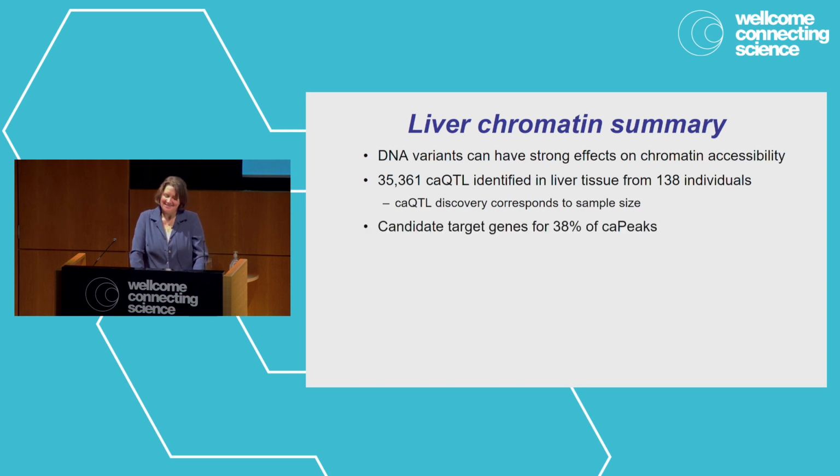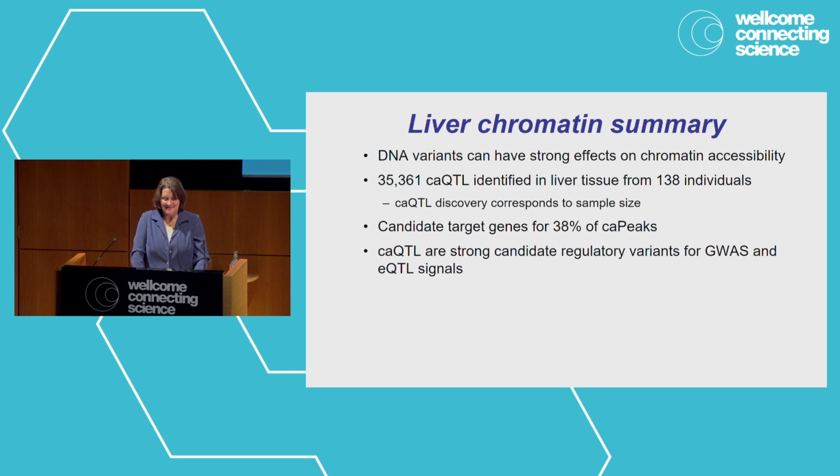We're able to predict target candidate genes for around 38% of the peaks. This is pretty poor still. There's a lot still to be done in trying to understand how to link the regulatory elements to the genes. However, the caQTLs are strong candidate regulatory variants for GWAS and eQTL signals.